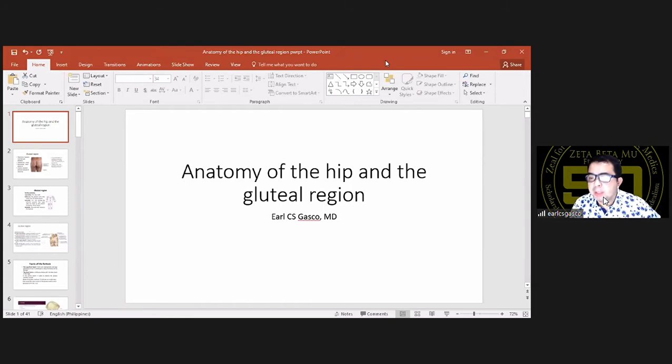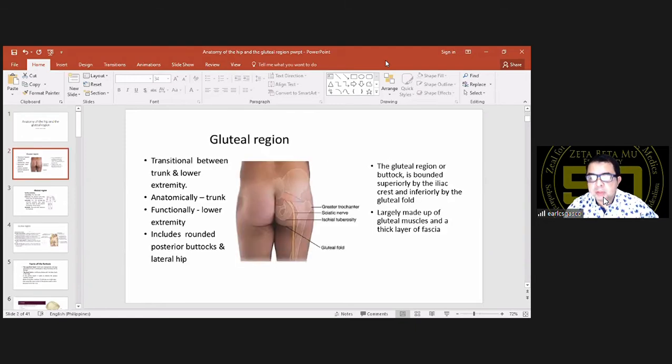Mine would be about the hip bones alone, not the hip joint, and the gluteal region, including the bones and the muscles of the gluteal region. Okay, let's start. First, this is your gluteal region. It is a transition between your trunk and your lower extremity. So if you can see my cursor, this is your trunk, this is your lower extremity, this is your transitional area. It is anatomically said to be part of the trunk, but functionally it is part of the lower extremity.